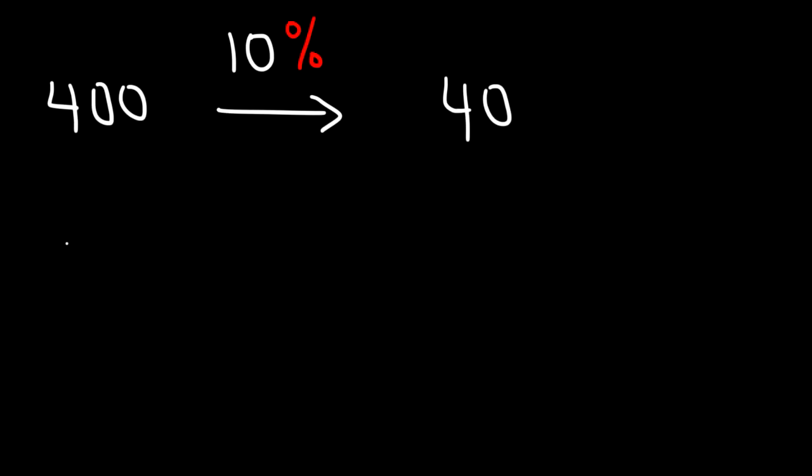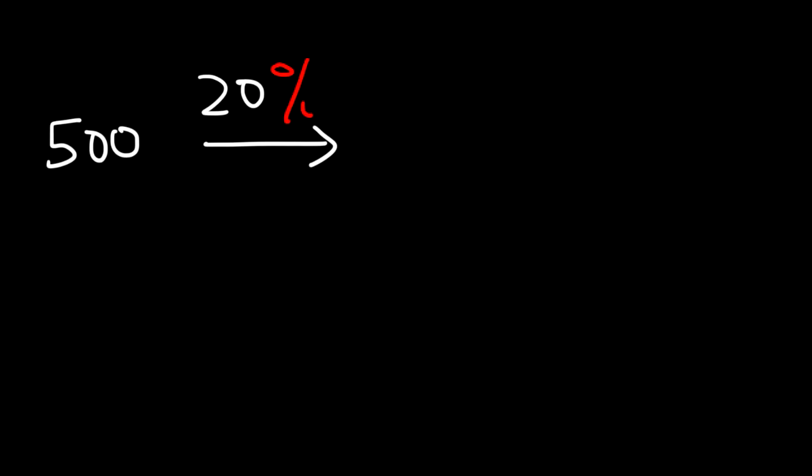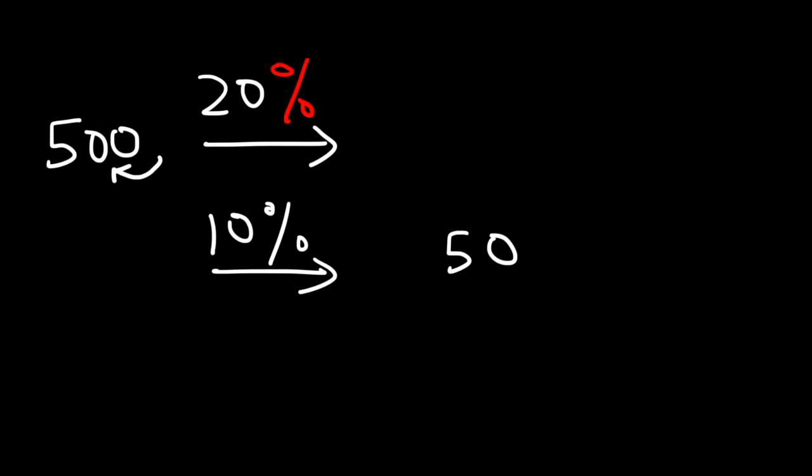Well, that's straightforward. All right, so let's say we want to find 20% of 500. What is 20% of 500? Well, first, what is 10% of 500? Well, we know that 10% of 500 is going to be 50 if we move the decimal one unit to the left. Now, 20% is twice the value of 10%. So 20% has to be 100 because 50 times 2 is 100.